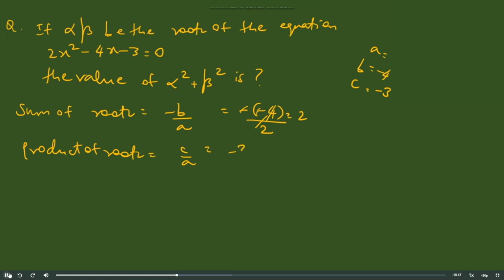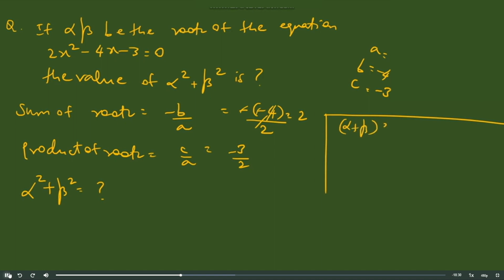C is minus 3 by 2. Now we have to find alpha square plus beta square. Now you know that alpha plus beta the whole square is equal to alpha square plus 2 alpha beta plus beta square. So alpha square plus beta square is equal to alpha plus beta the whole square minus 2 alpha beta.